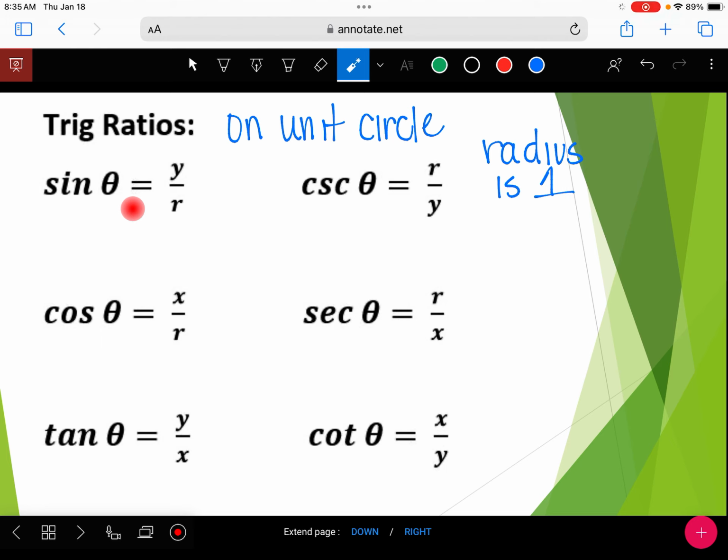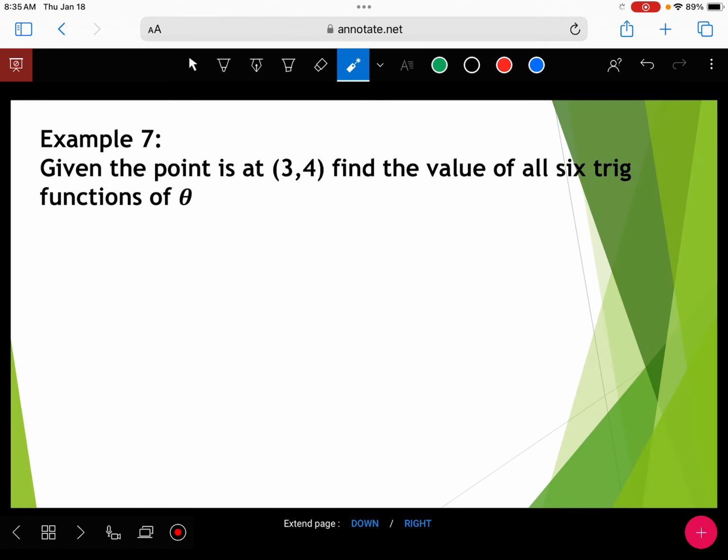So we have 2 more examples to finish in 6.2, and then we will be finished and we can do our second unit circle test. So take a minute and copy down example 7. It says, given the point is at 3, 4, find the values of all 6 trig functions of theta.